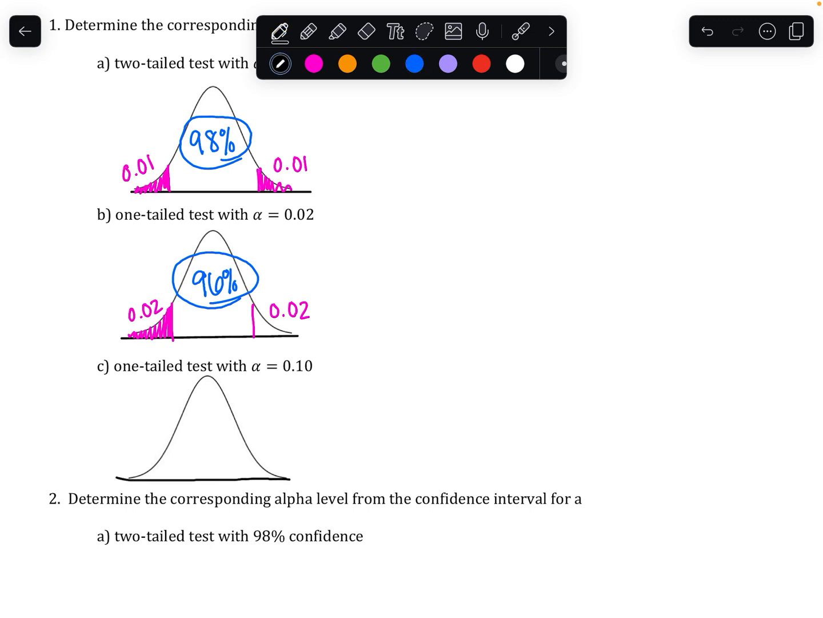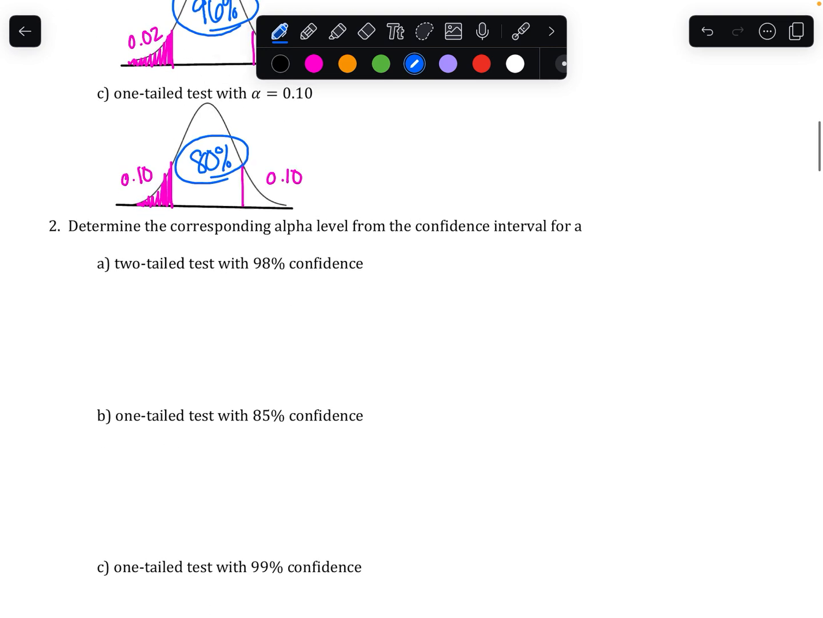And then for the last one, one-tailed test, alpha is 0.1. Okay, we know it's going to be centered. My one tail is just one side, so just this side is 0.1. I also have 0.1 over here, so what's left in the middle? 80%. All right, the next few problems are using the confidence level to get to the alpha level. So if you need to pause and try those, you can do that now, and then I'll go through them for you.